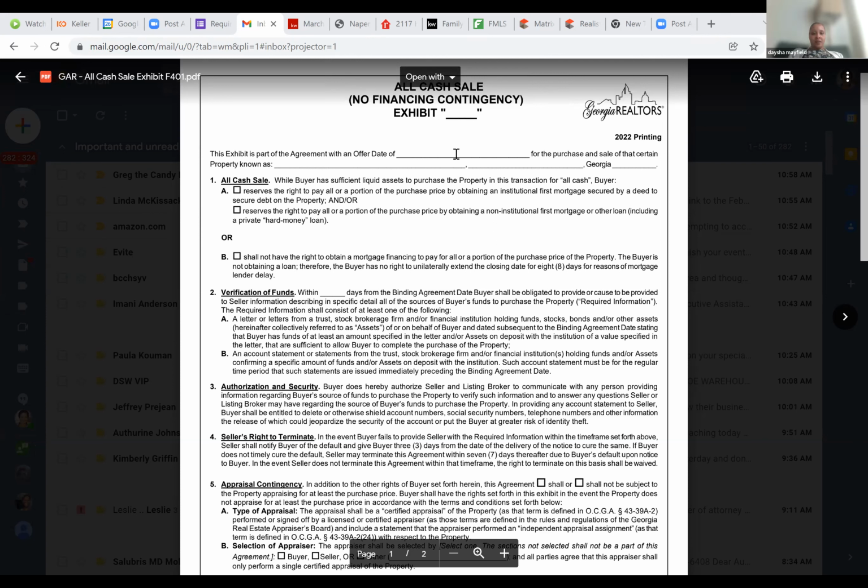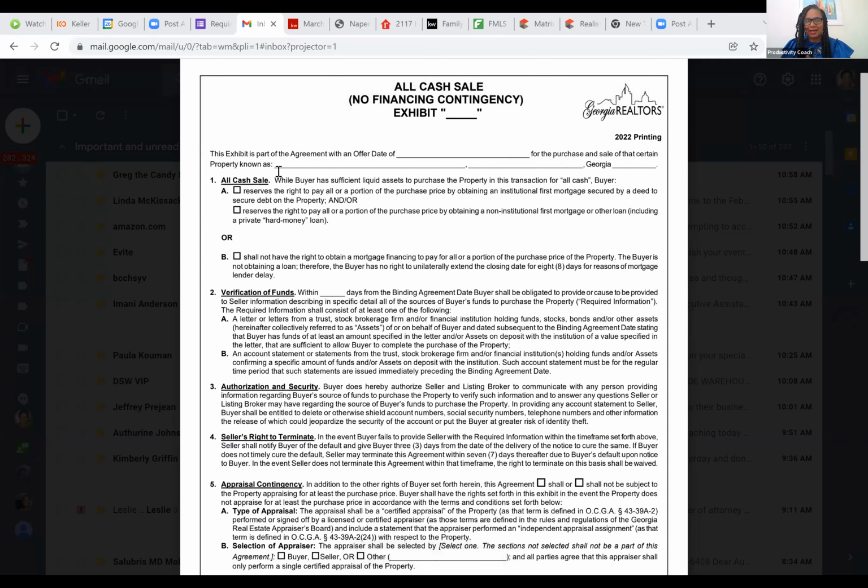And that is the key right there, right? So an all cash means all cash. If you tick all cash, it means they're coming to the closing with all cash. Now, you have 2 options, right? You got A, you reserve the right to buy the property with all cash money and they're not getting a loan, right? Or you can say we reserve the right to pay all or a portion of the purchase price by obtaining a first mortgage and or a private hard money loan.